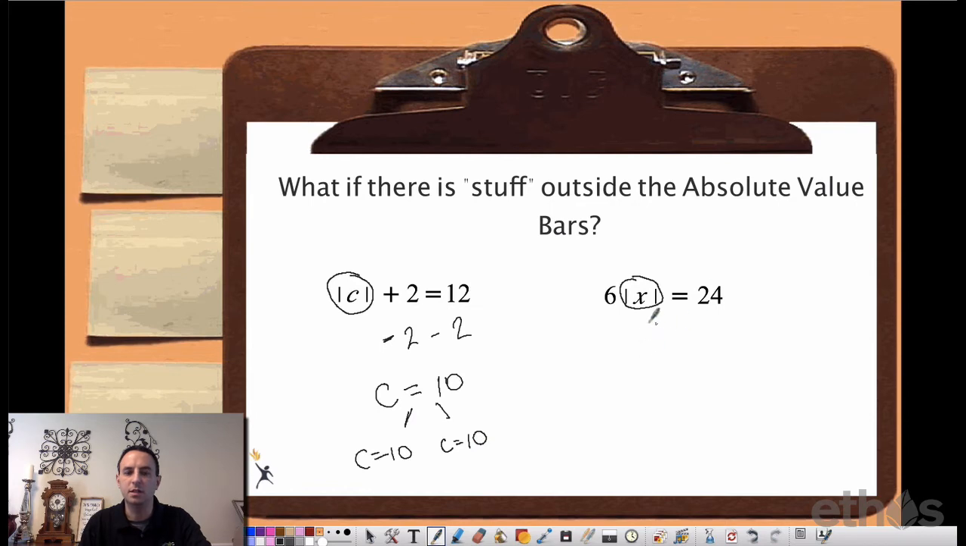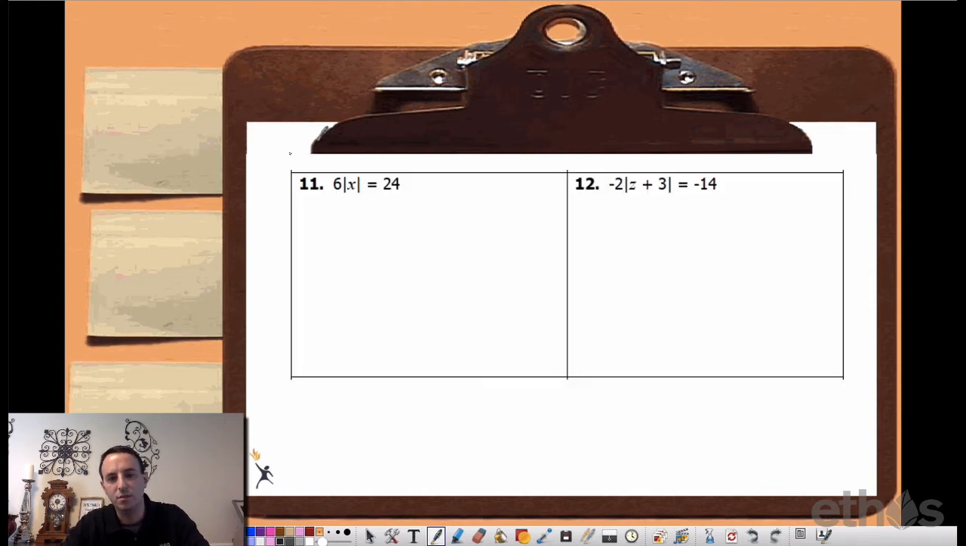And over here I do the same thing. Divide both sides by 6 first, and then I'd say, okay, now that I've got my absolute value bars isolated, I'll split them up and go c is equal to 4 and c is equal to negative 4. And those will give us our answers. So the whole goal is to isolate these two. So let's take a look at number 12 together.